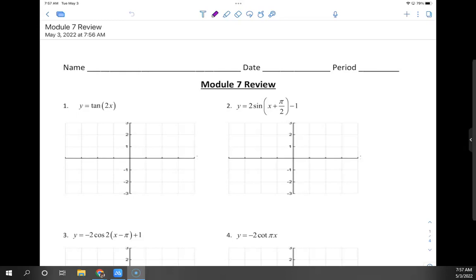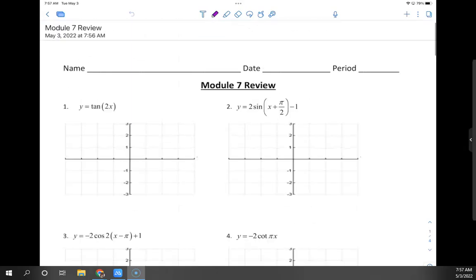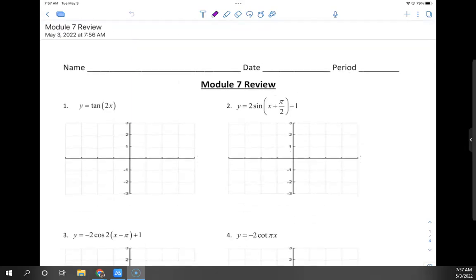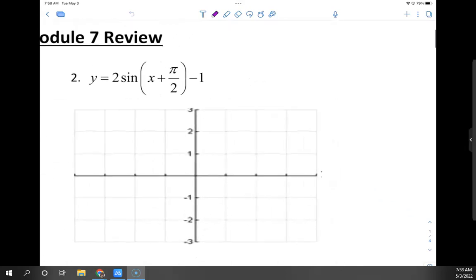So guys, we can do these in any order we want, but I'm thinking I'll start with sine and cosine, and then I'll do tangent, cotangent, secant, cosecant, or something like that. Okay? So let's start with number 2.